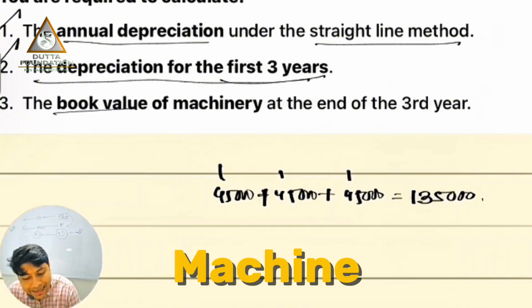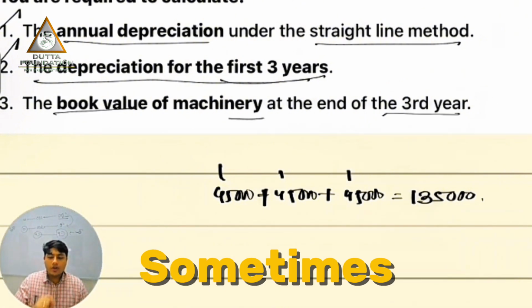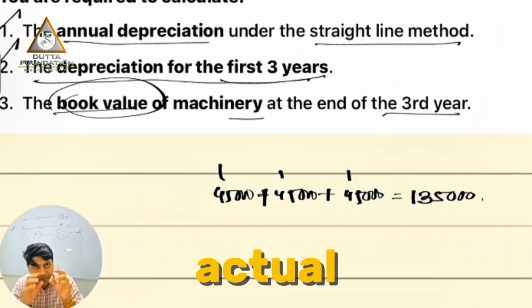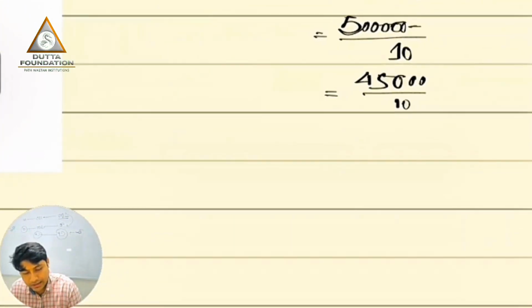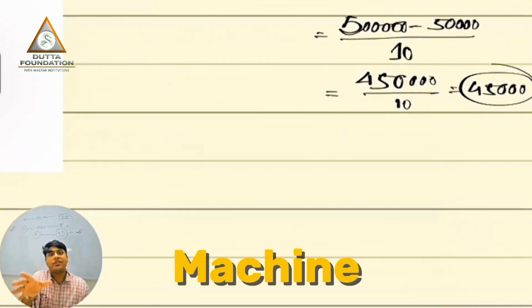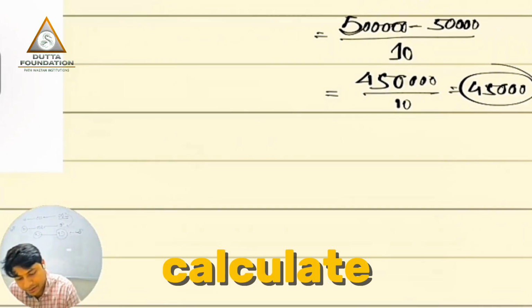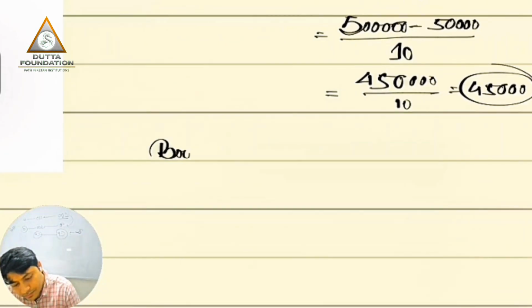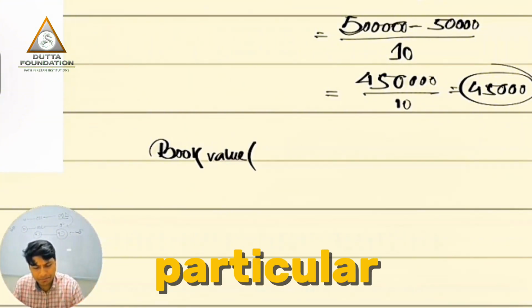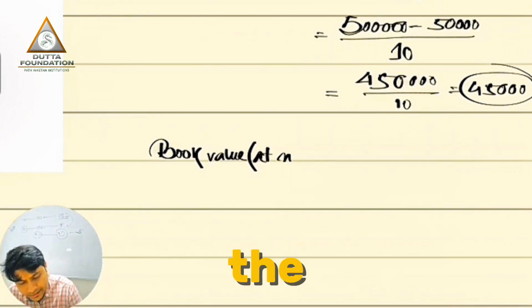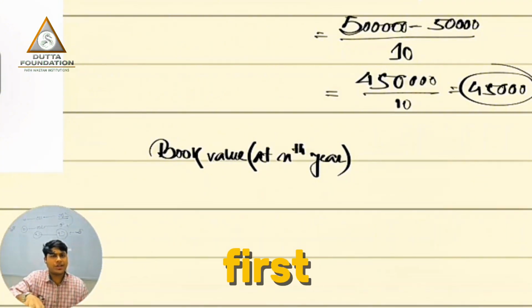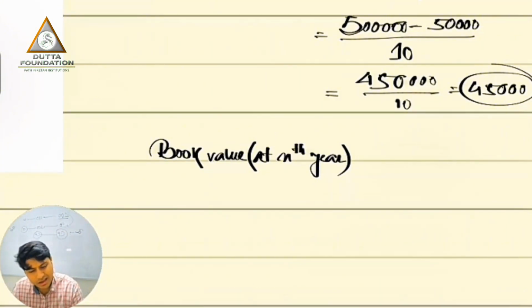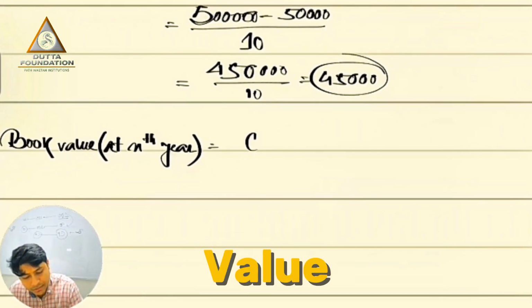The book value of the machine at the end of the third year. Sometimes we call it the true value or the market value or the actual value of the machine. Book value means, let me tell you, if you have to calculate the book value of the machine after 3 years or after 4 years, how to calculate? Simple. Book value, in brackets, at a particular time period, at the nth year. So I write nth year. Nth means anything: after first year, after second year, after third year, after fourth year, whatever. Simple formula. First, the original value of the machine, OV.